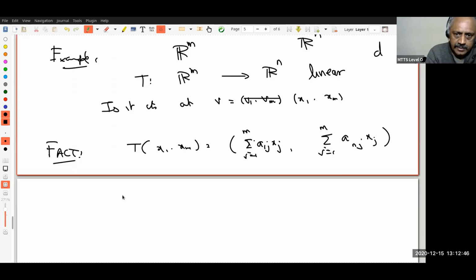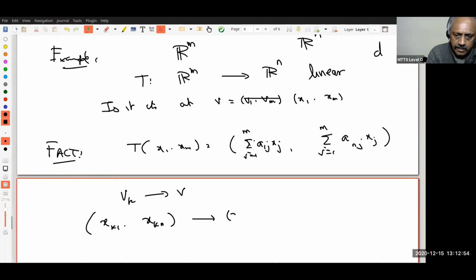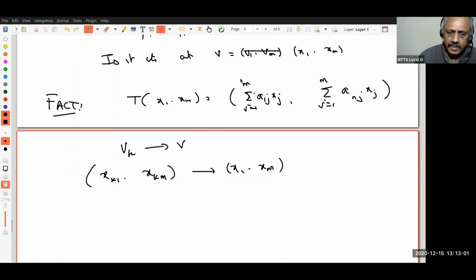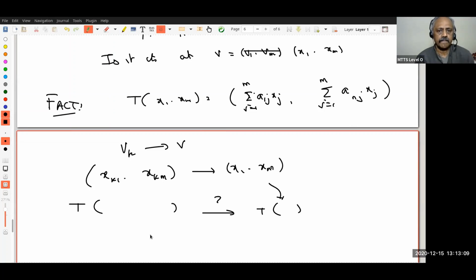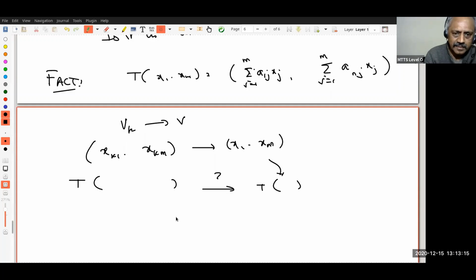Now, suppose you give me a sequence vk which converges to v, therefore this will be xk1, ..., xkm. This converges to, let us say, x1 to xm, because these are all in Rm, right? Then what do you have to check? T of this, whether it converges to T of this, right? But do you see that it is very obvious? Why? But what is T of this? In place of xj, I have to write this. So T of this object is nothing other than the same thing.